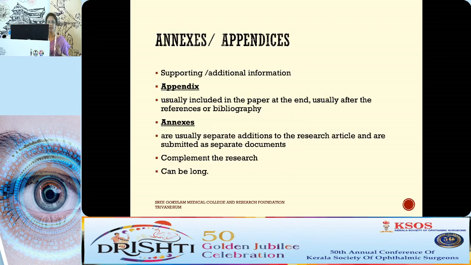Now, annexes or appendices, both are supporting or additional information. Appendices are actually part of the manuscript, but come as the last part of the manuscript, that is after references. They are usually very small. Whereas annexes are a larger amount of work or additional information that is submitted separately.